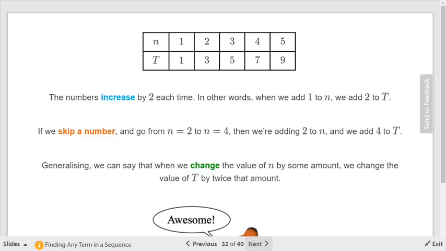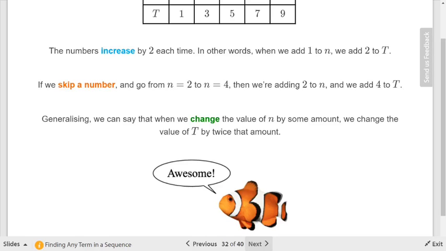All right. So the numbers increase by 2 each time. In other words, you're adding 1 to the n, but we need to add 2 to the t, right? So looking at the pattern, you can see there where they say it's twice that amount. So that's where we got the 2 for the n and n. Both of those mean twice. There you go.